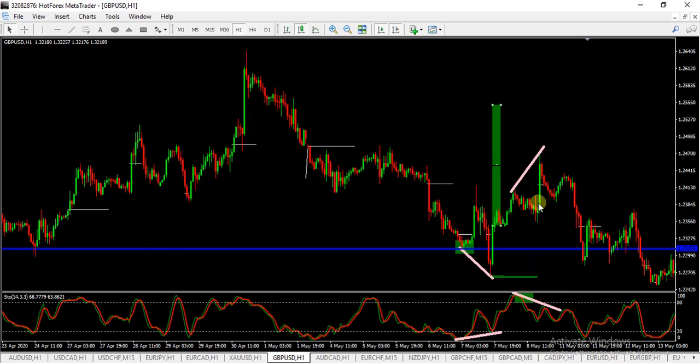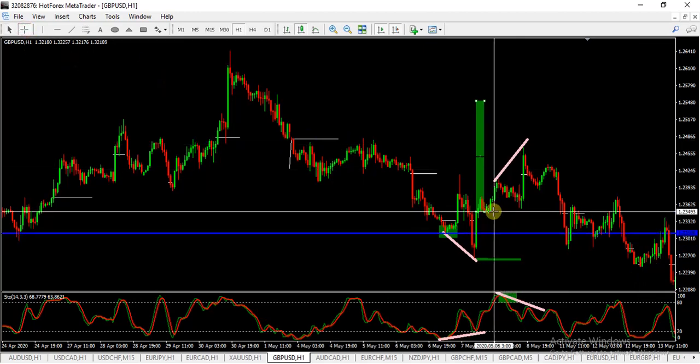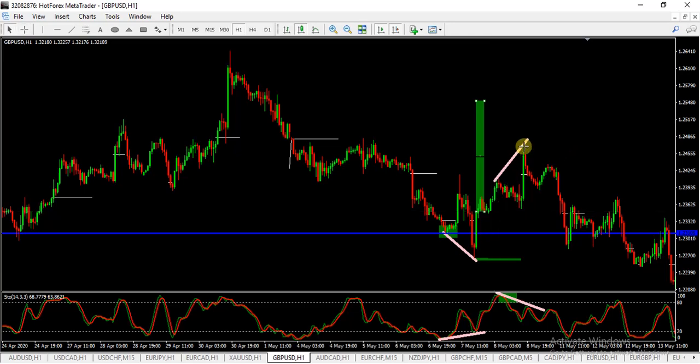All right, so the moment you paid deaf ear to this divergence signal to sell, what happened? The market came all the way and you were crushed. From a trade you made almost how many pips? 118 pips, guys. A trade you made 118 pips because you paid deaf ear to the signal the oscillator is giving you. You were punished.